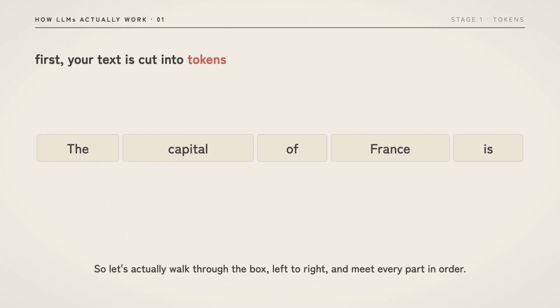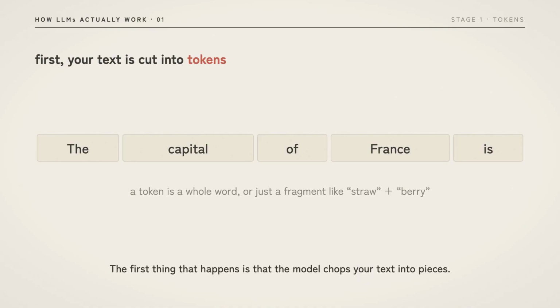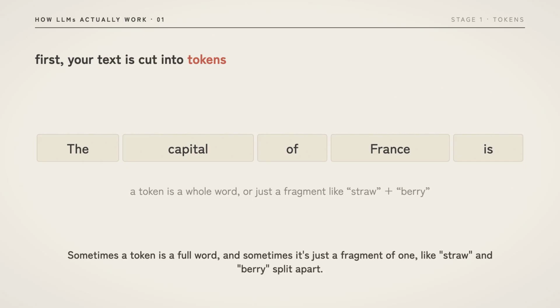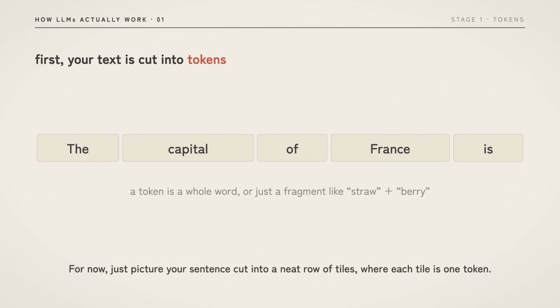So let's actually walk through the box, left to right, and meet every part in order. The first thing that happens is that the model chops your text into pieces. It doesn't read whole words the way you and I do. Instead, it breaks your text into chunks called tokens. Sometimes a token is a full word, and sometimes it's just a fragment of one, like straw and berry split apart. That little detail sounds boring, but it quietly causes some genuinely strange behavior that we'll dig into soon. For now, just picture your sentence cut into a neat row of tiles, where each tile is one token.